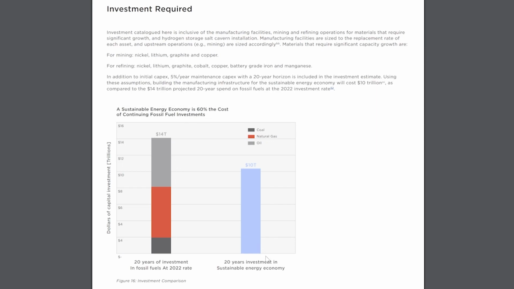But then they're saying, for comparison, if we make the investment into a sustainable energy economy, it's going to be 10 trillion. We've heard a lot of people say like it's too expensive. We can't make this transition because it's just going to cost too much. Well, according to Tesla, they're saying no, it's actually going to save us money by spreading this out over a 20-year horizon to make the transition to a sustainable energy future.